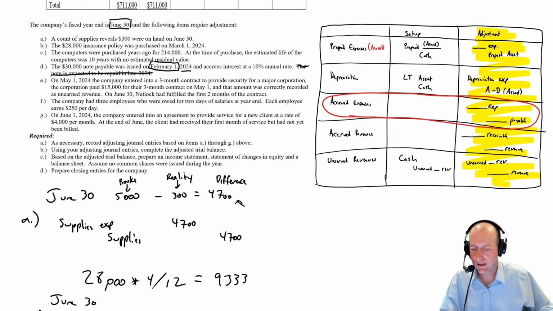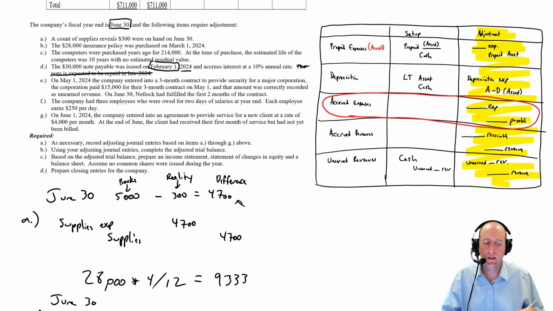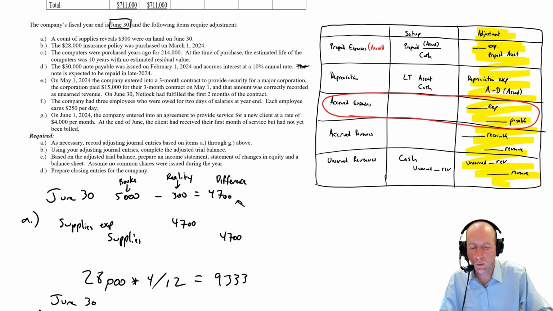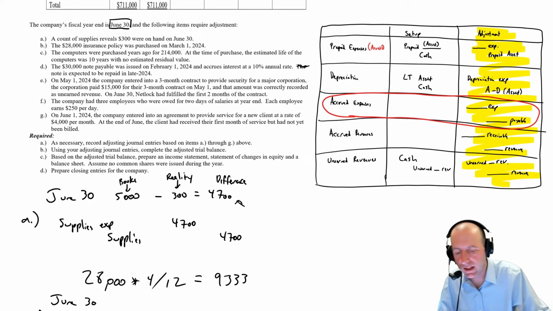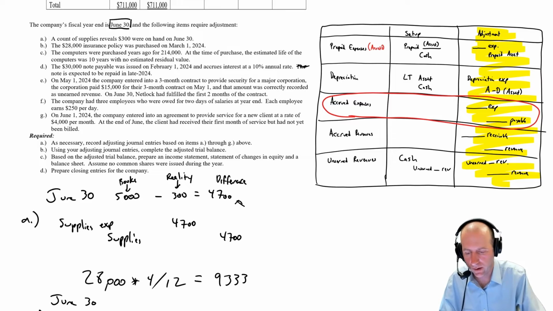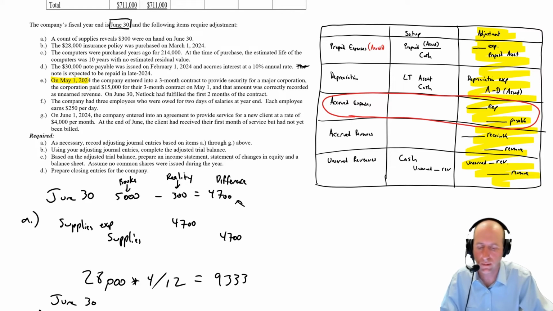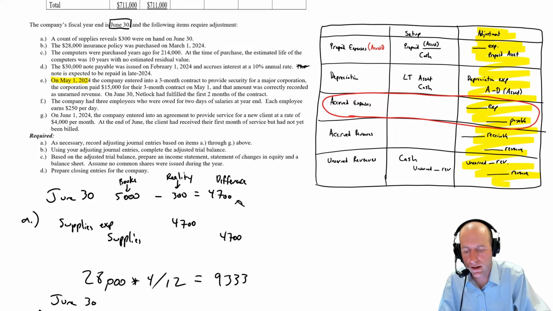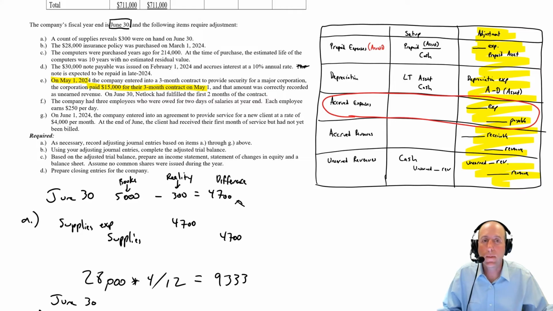E says, on May 1st, 2024, the company entered into a 3-month contract to provide security for a major corporation. The corporation paid $15,000 for their 3-month contract on May 1st. So we're getting paid in advance. If May 1st I enter into the contract, I'm going to do work for 3 months, and they paid $15,000 on May 1st. It means they paid before I did any work.